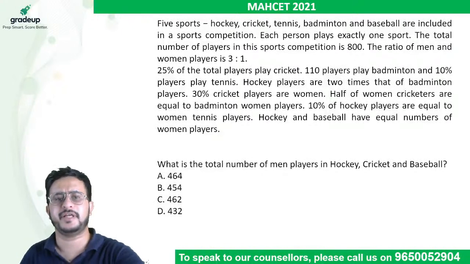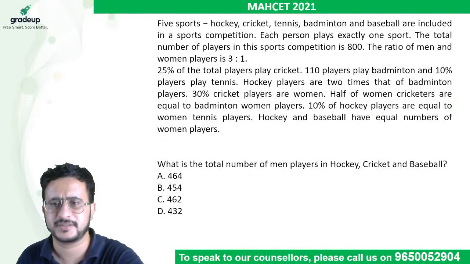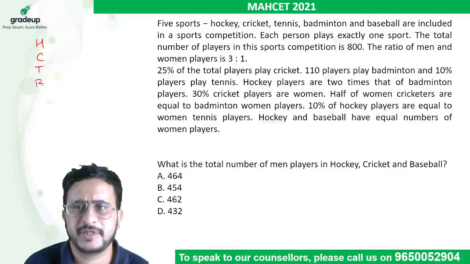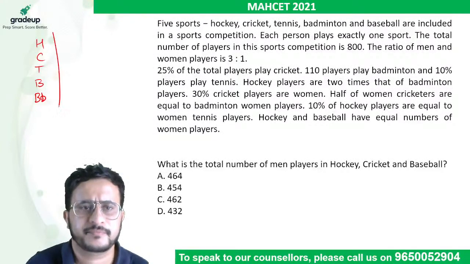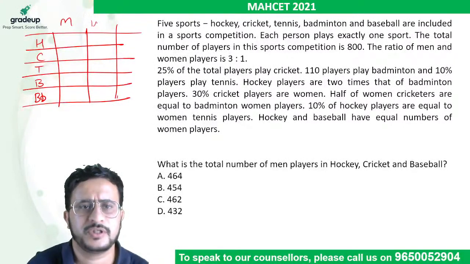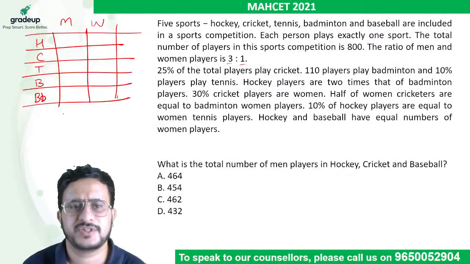So what we will do, we'll draw a table like this, right? Sport wise, we'll find the number of male and female players, right? Okay. So sports are hockey, cricket, tennis, badminton, and baseball. If needed, we'll calculate the total also. Okay. So men and women players is 3:1. So 600 men and 200 women players.